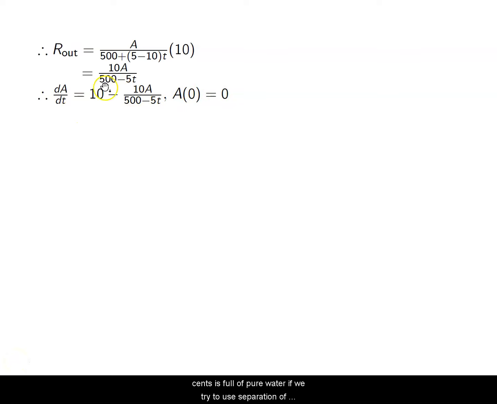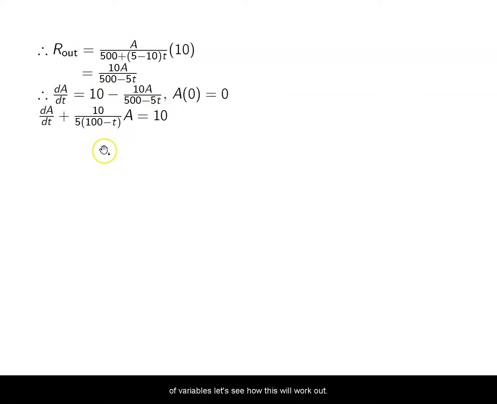So this is what we want to try to solve. Notice that if we try to use separation of variables, it's not going to work too well. I can subtract 10 on this side, and then multiply by this, so I guess I could use separation of variables. Let's see how this will work out. Oh no, because I have the A here. So it looks like it's going to be in the form of a linear equation, so I want to try to use my integrating factor method.